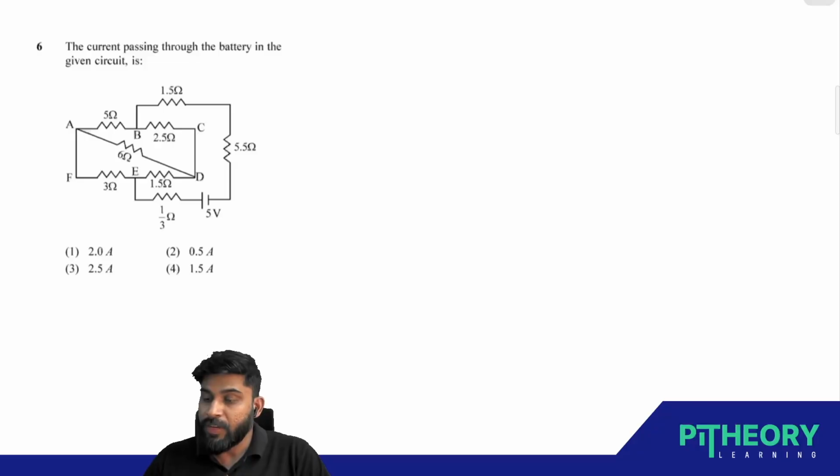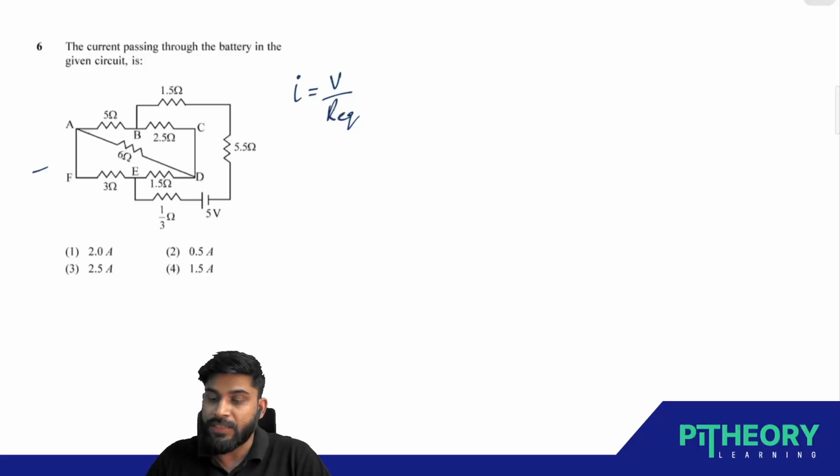So here we know that to find the current passing from the battery, we take the potential divided by the equivalent resistance of the circuit. That's what we need to do. We can see many resistors here, and we need to simplify the circuit. Now, how do you simplify this circuit?